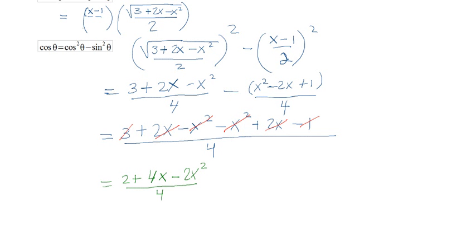And notice that both the numerator and the denominator can actually be simplified by dividing by 2. So for my final answer, 2 divided by 2 equals 1, plus 4x divided by 2 equals 2x, minus 2x squared divided by 2 is just x squared. And then we have to do the same thing to the bottom. 4 divided by 2 is actually equal to 2. So this is my cosine of 2 theta.